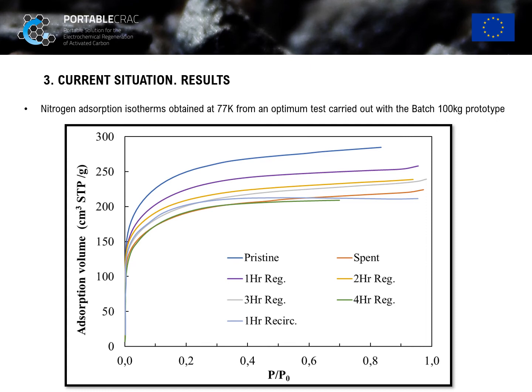The following graph shows the nitrogen adsorption isotherms obtained at 77 Kelvin from a favorable test carried out with the batch prototype. It represents the volume of gas adsorbed in the carbon sample at different pressures. It gives accurate information on the adsorption capacity the carbon has. As is observed, the adsorption capacity is well recovered after 1 hour of treatment, purple line. The area of the carbon increased from 660 square meters per gram to 805 square meters per gram. The surface area of the pristine carbon was 890 square meters per gram.